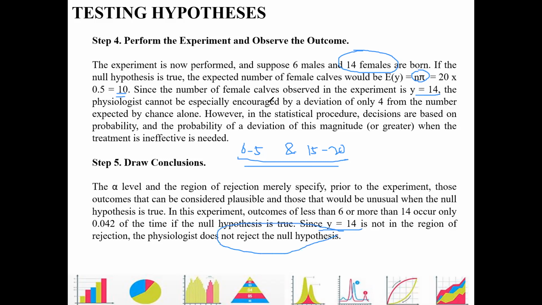Ano ibig sabihin nun? Ibig sabihin, there is no statistical evidence that may effect yung ginamit na acid sa pagkakaroon ng anak. Hindi nagkaroon ng alteration sa kanilang gender dun sa mga pinanganak na baka. Okay? Question?